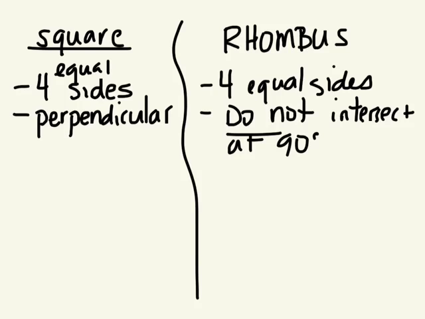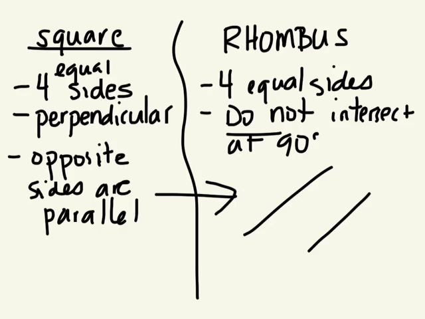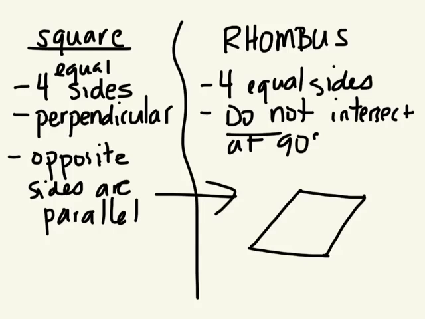So just like in a square, opposite sides are parallel. Okay, this also occurs in a rhombus. The opposite sides are still parallel. It's basically just a square on a slant, right? Sorry, I drew that really bad. Rhombus is very similar to a square. The only difference is that it doesn't intersect at 90-degree angles.